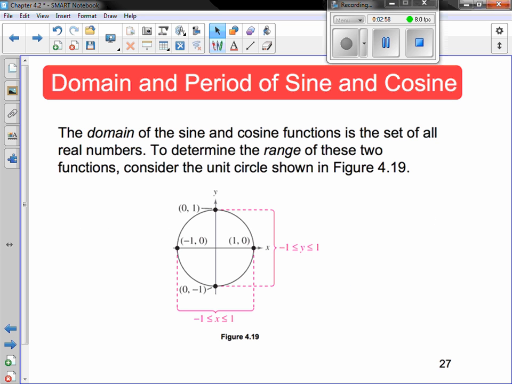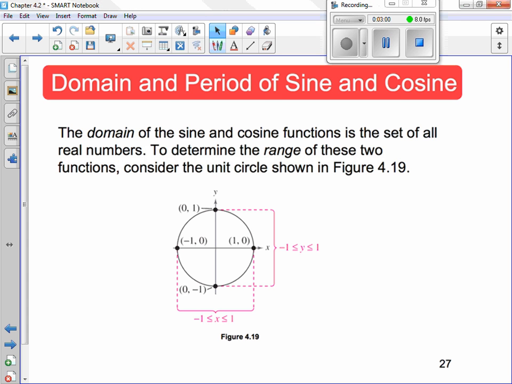Now, the domain and period of sine and cosine. The domain of sine and cosine is the set of all real numbers. To determine the range of the two functions, consider the unit circle as shown here.